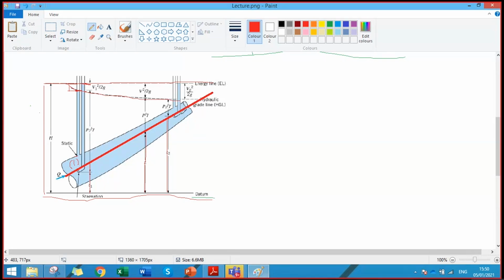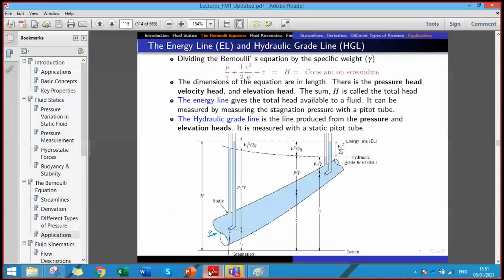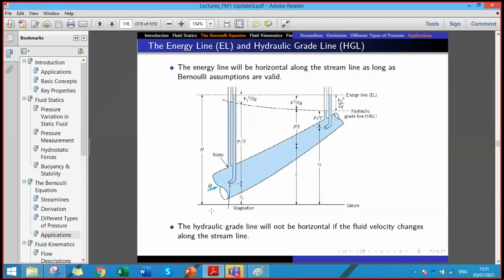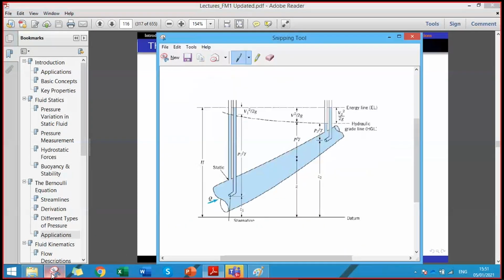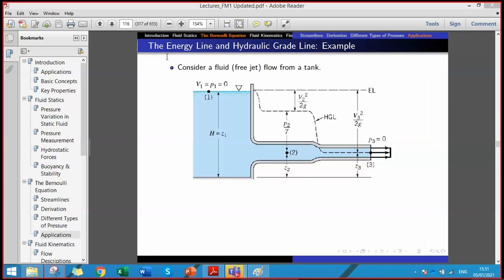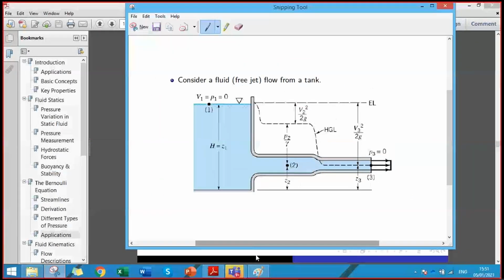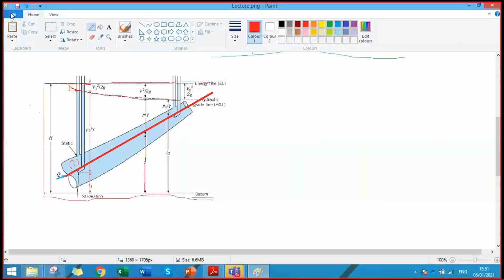Yes. So this is how we draw the hydraulic grade line or the energy grade line. Or in reverse, if we are given the hydraulic grade line and the energy grade line, we can extract information about the velocity head, elevation head and the static head. Okay, is it clear? Yes, sir. Okay, we consider another example where we discuss the hydraulic grade line and the energy grade line.